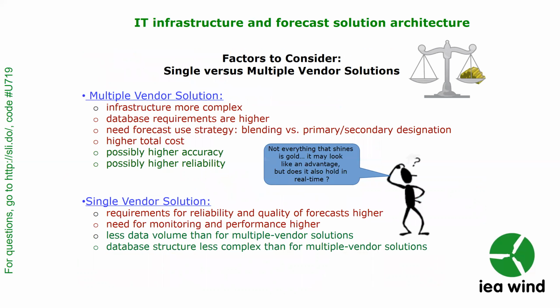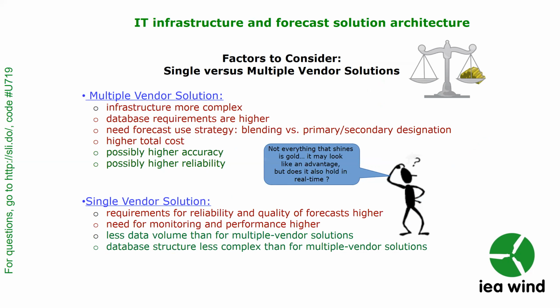And the infrastructure also has a lot to do with the way I build up my system, whether I use a single or multiple vendor solution. And here we have just tried to put some pros and cons on the vendor solutions, because multiple vendor solutions have become popular, but have also shown to be a quite complex infrastructure. The database requirements are quite high, and then the strategy, whether I blend or mix forecasts or use them as primary, secondary, is very important.